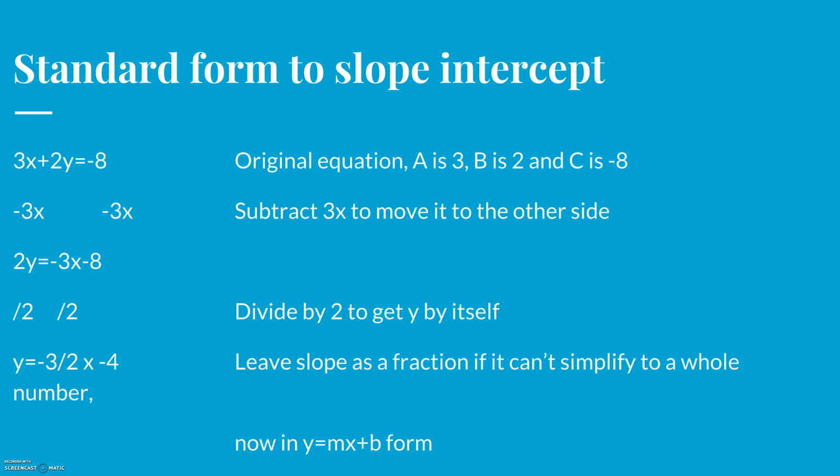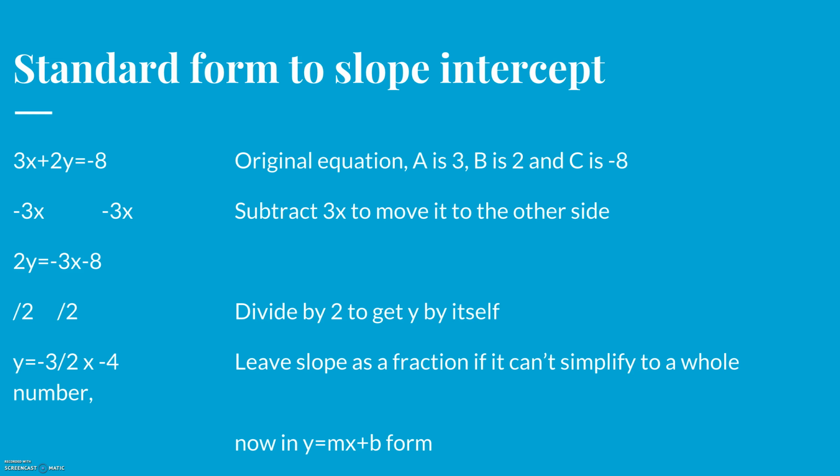An original equation we can start with is 3x plus 2y equals negative 8. And this, your a value is 3, your b value is 2, and your c value is negative 8. Remember, when we're going to slope-intercept form, we want to get y by itself to get y equals mx plus b. So we have 3x plus 2y on the left side.